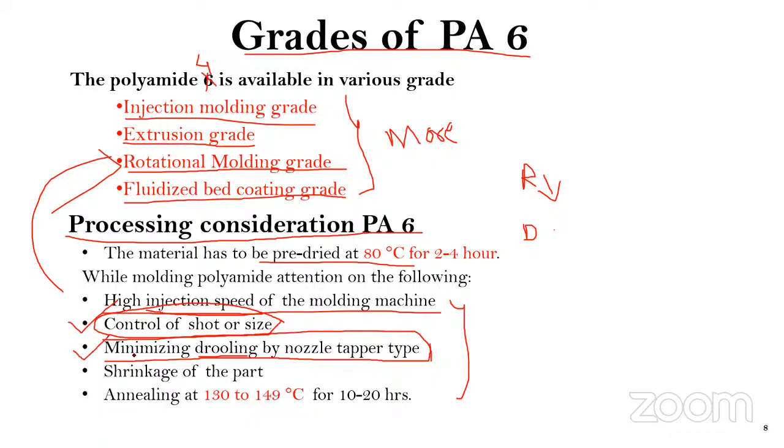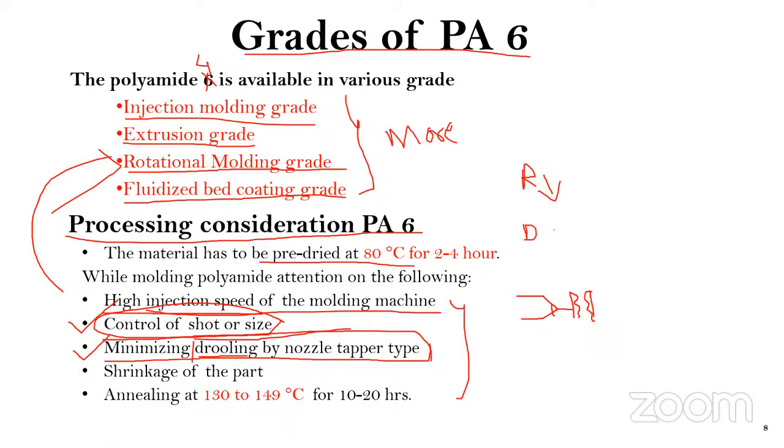I'm talking about minimizing drooling by nozzle taper. If we are doing some injection molding, sometimes it happens that the material fed into the barrel drools from the nozzle end due to high melting temperature. So we need to control that drooling by reducing the temperature of the nozzle and all. Yes, we need to see the viscosity also. If the molecular weight is higher, the viscosity will also be higher. So we need to control this nozzle drooling.